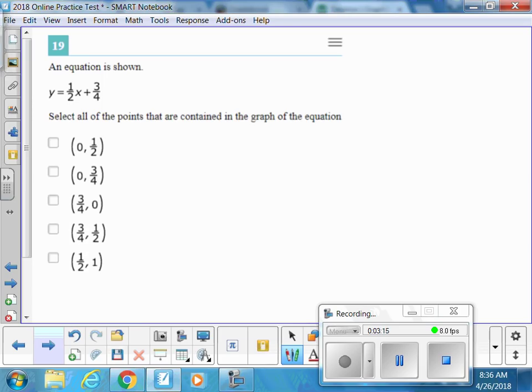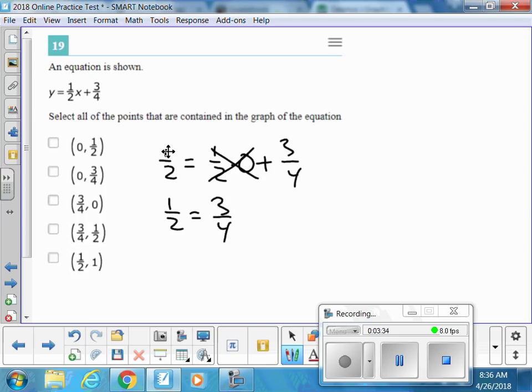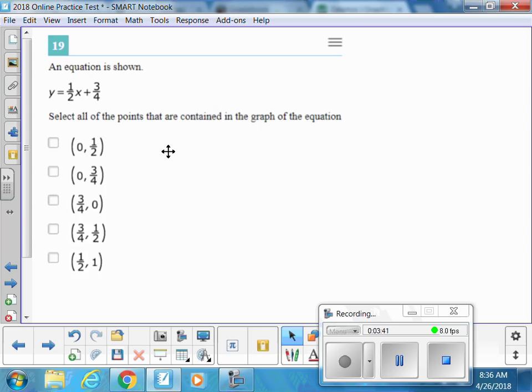So you could do this on Desmos and just find these different coordinates, or you can do it by hand. So let me just show you how I would check this first one by hand. I put a 1/2 in for y, and I put a 0 in for x, and I would see if it would make a true statement for me. On the left, I would have 1/2. On the right, that would be 0, so I'd have 3/4. That is not a true statement, so that's not going to be one of our answers. Now, you could do that for all the choices, or you could just go to Desmos and see which coordinates are on the line. Let's go to Desmos.